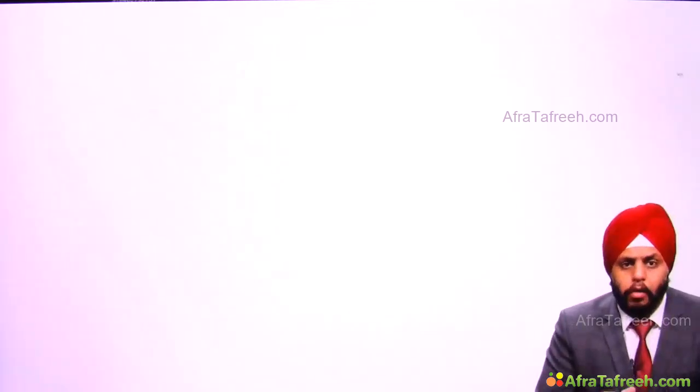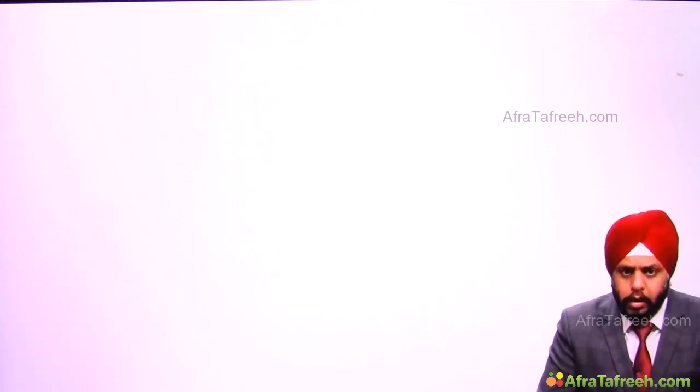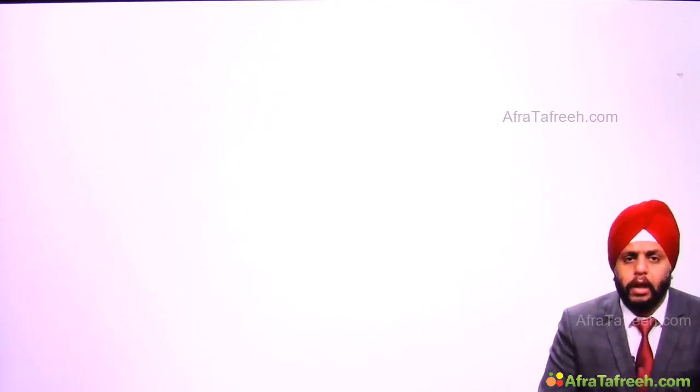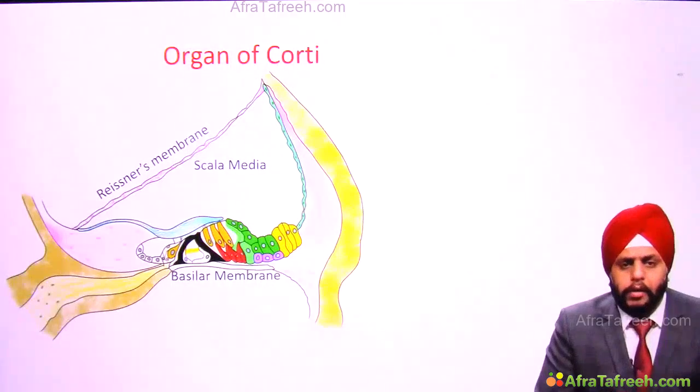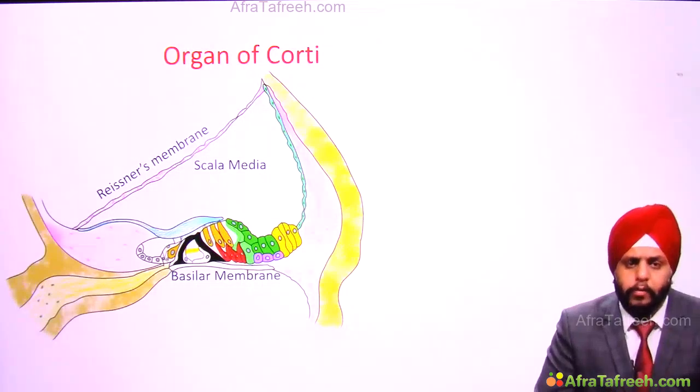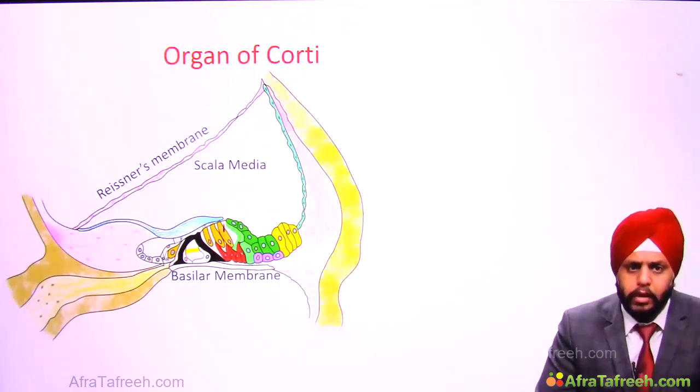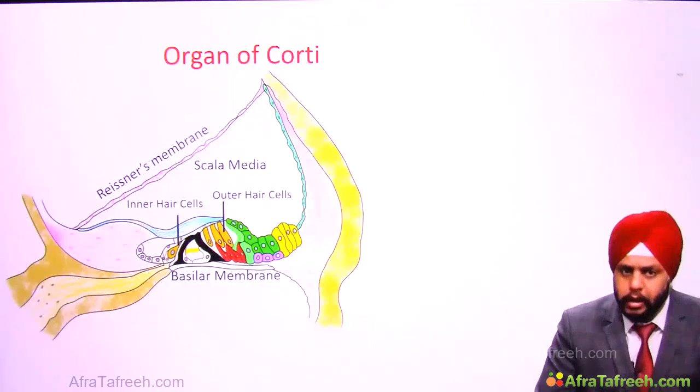Right, now we have seen the anatomy of the cochlea. Let's go and discuss the sensory organ of the cochlea, the most important part of the cochlea, that is your organ of Corti. We know that this organ of Corti rests on the basilar membrane. So what are the parts of this organ of Corti? I have placed different colors on different cells. We can see over here there are outer hair cells and inner hair cells.